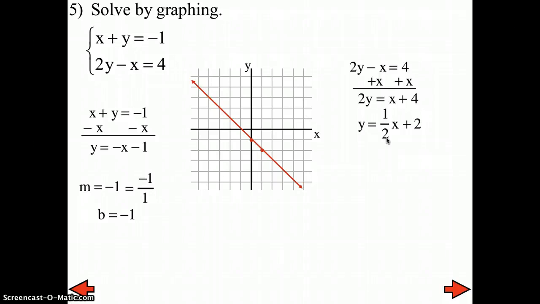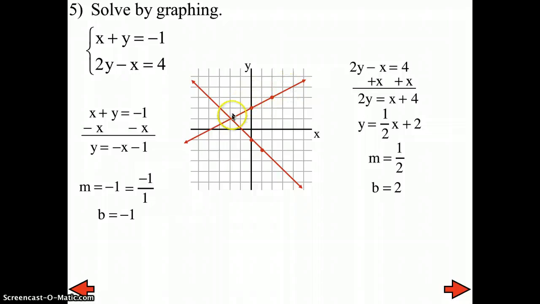I'm going to go ahead and identify my slope as 1/2 and my y-intercept as +2. So I'm going to go ahead and graph starting with my y-intercept, which is 2. So I'm going to put my point at 2. Now my slope is +1/2, which should mean my line should be going up as I read it from left to right. I'm going to go up 1 over 2, up 1 over 2, and there is my line.